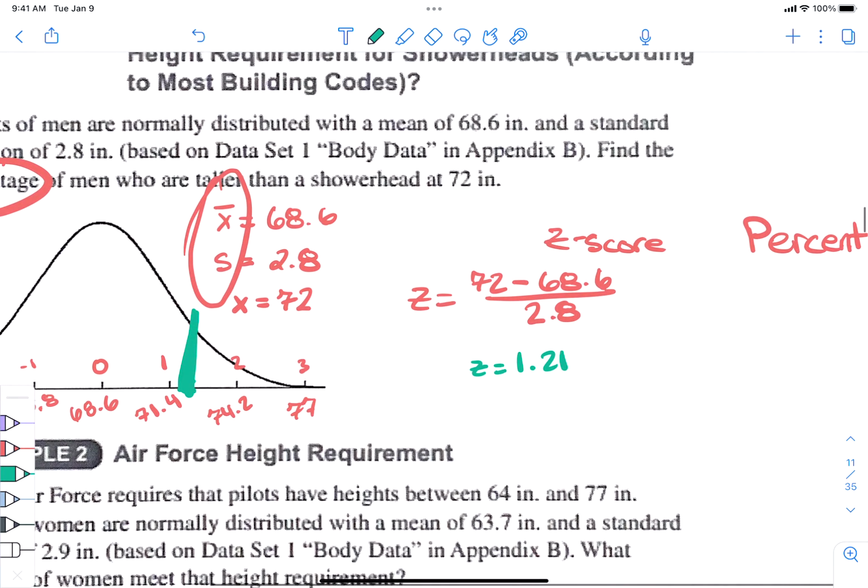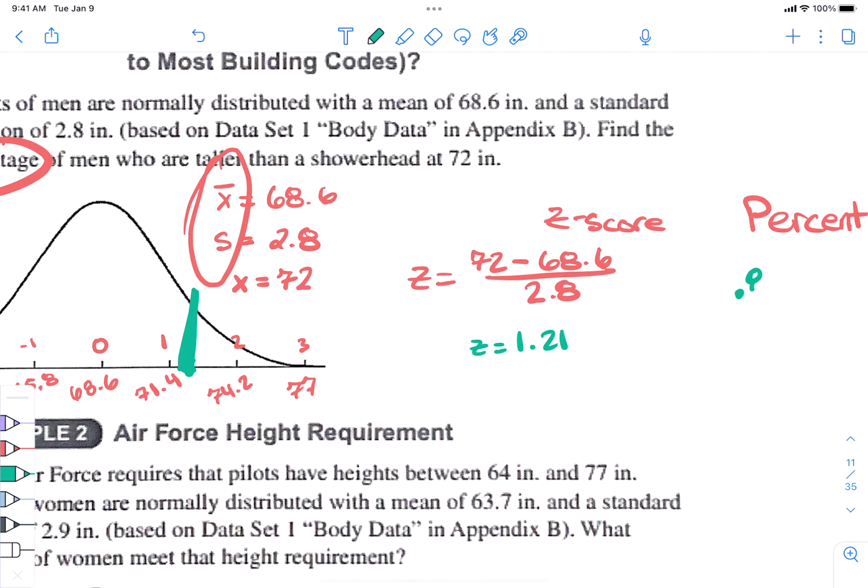The table is the only thing that gives me percentage. Are we on the positive side or the negative side? Positive side, and we're looking up 1.21. Everybody look it up so you can find it. 1.21. Lily's got it for us. Okay, 0.8869. That's 88.69% if you move the decimal. But that is not the correct answer.